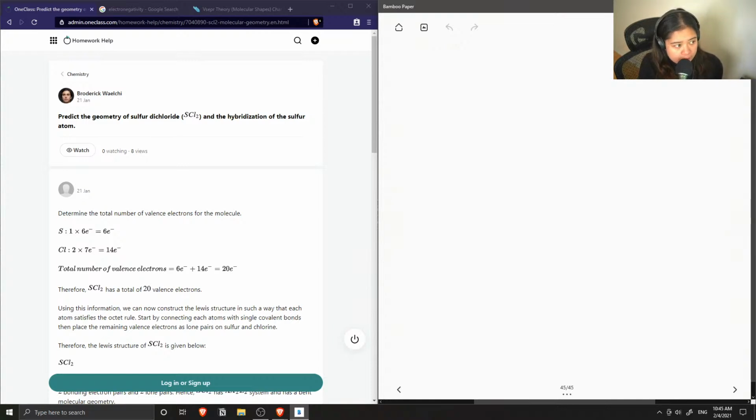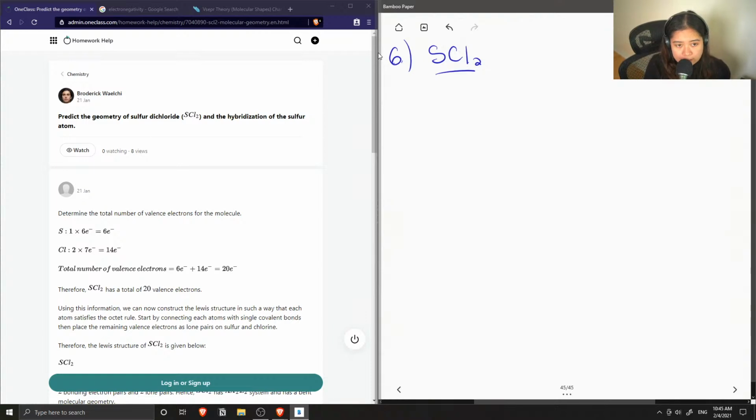Okay, so question number 6. Predict the geometry of sulfur dichloride and the hybridization of sulfur atom. So let's calculate the total number of valence electrons. That way we can draw out a Lewis structure and then answer the question.